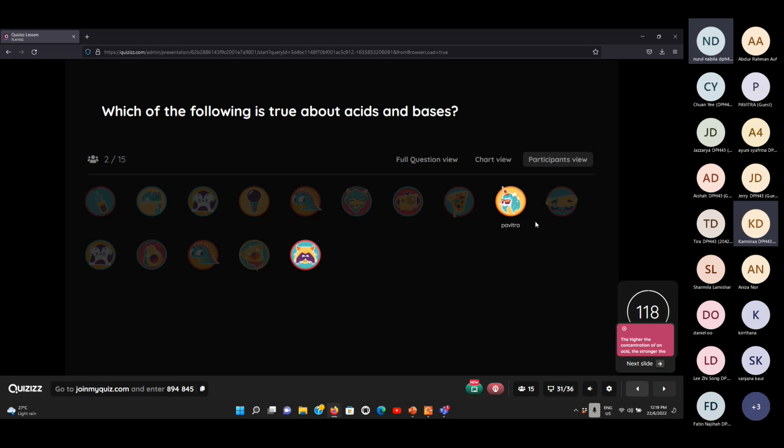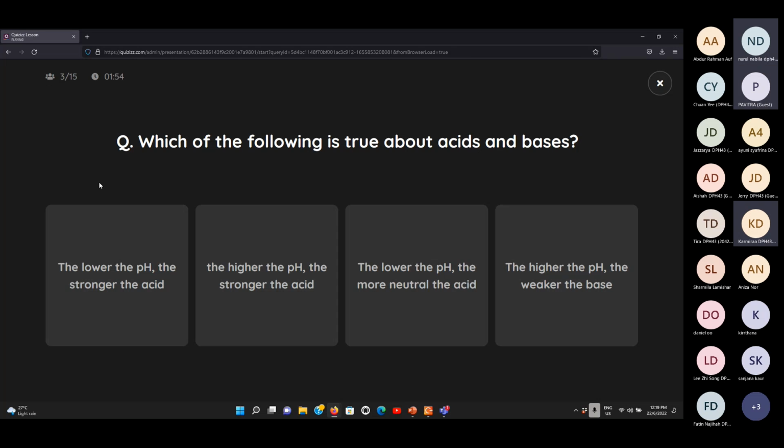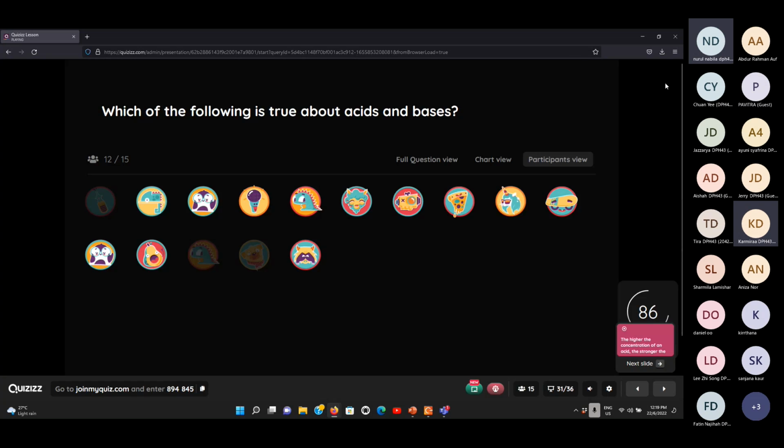Which of the following is true about acids and bases? Okay, this is interesting. Berfikir sikit. The lower the pH, the stronger the acid. The higher the pH, the stronger the acid. The lower the pH, the more neutral. The higher the pH, the weaker the base. So it is not that hard. Cuma ada banyak benda yang kamu kena baca. So choose the one yang paling tepat. Oh, 10 orang dah jawab. Wow. Okay, 10 more seconds and I'll stop.